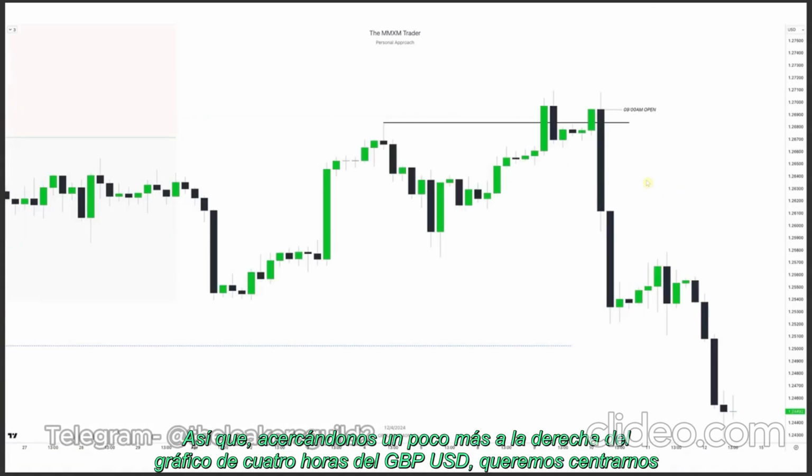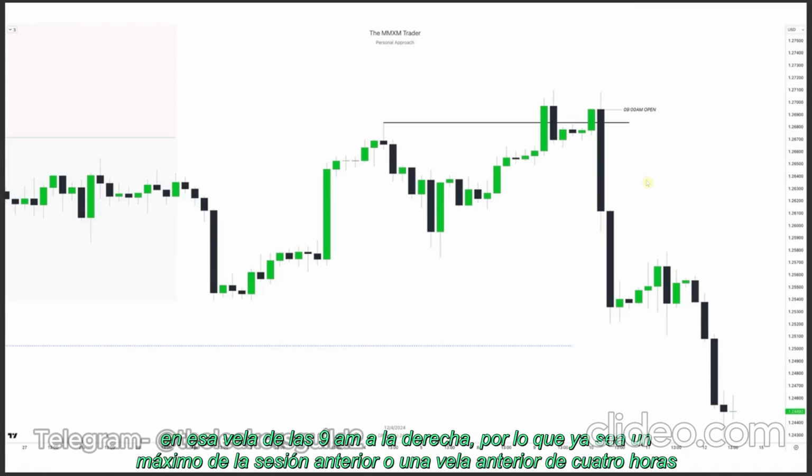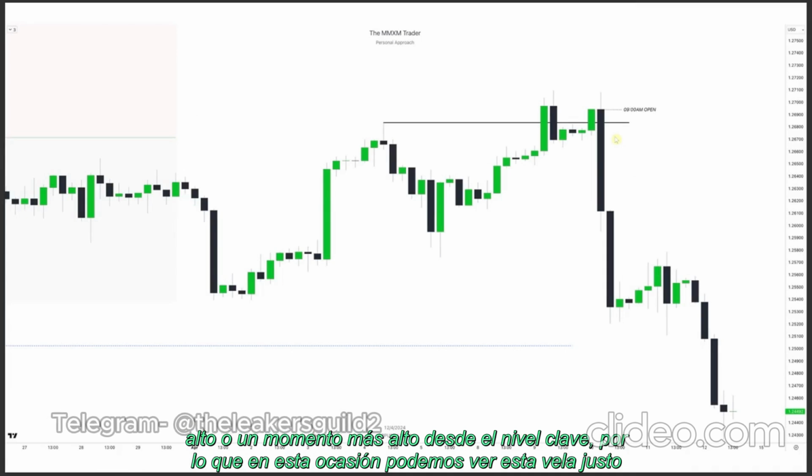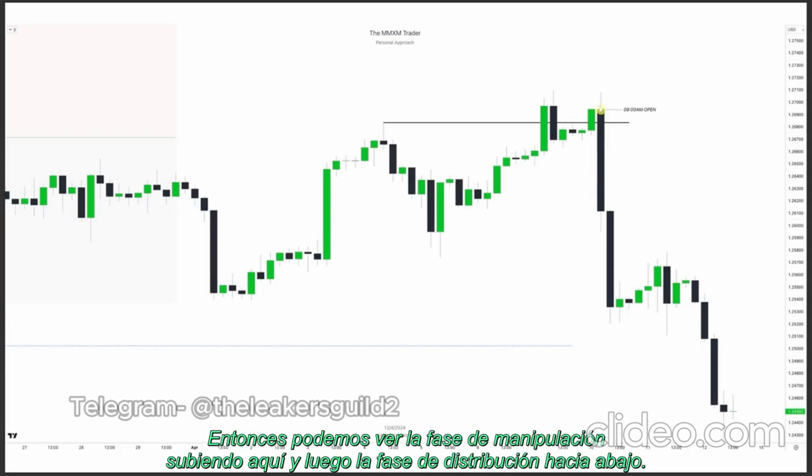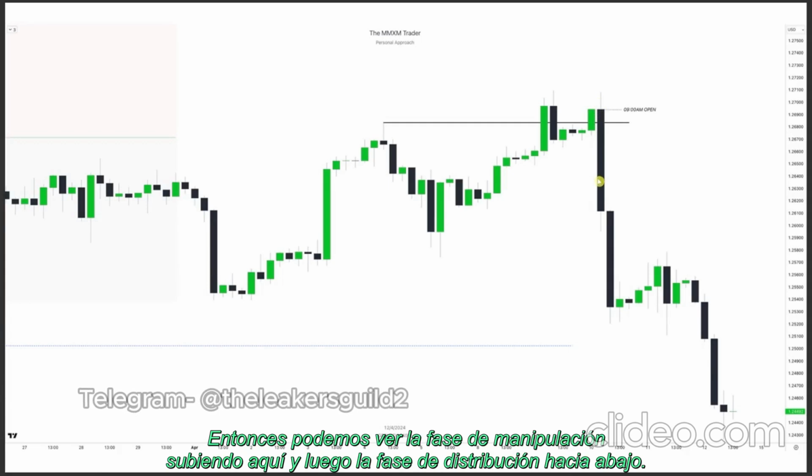So zooming in a little bit more, right? GBP/USD 4-hour chart. We want to be focusing on that 9 a.m. candle, right? So either a previous session high, or a previous 4-hour candle high, or a higher time frame key level. So in this occasion we can see this candle, the 9 a.m. candle, takes out a previous 4-hour candle's high and then starts to decline. So we can see the manipulation phase going up here and then the distribution phase down lower.